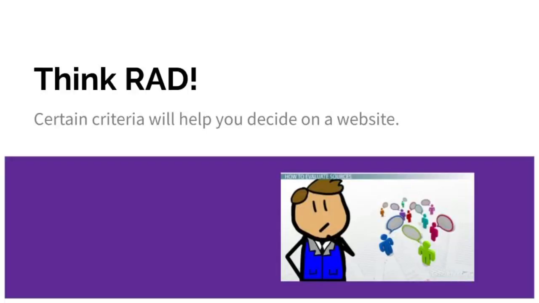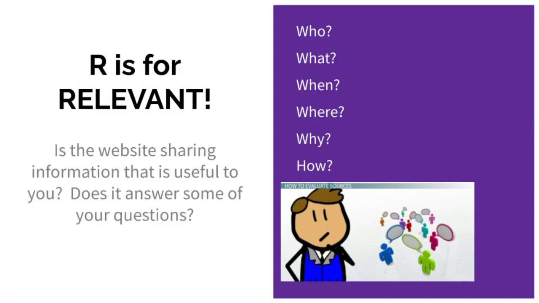Now I have to stop and think RAD. R-A-D. If I remember those letters, I can remember the criteria that will help me choose a trustworthy website. R is for relevant. Is the website sharing information that's useful? Does it answer some of my questions like who, what, when, where, why, and how? If it does not, I don't want it.